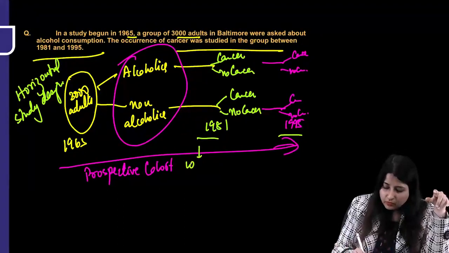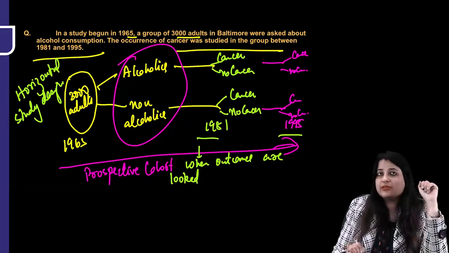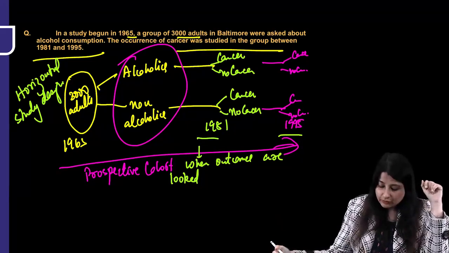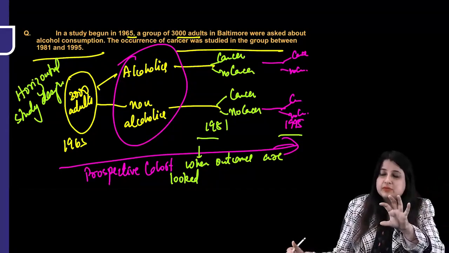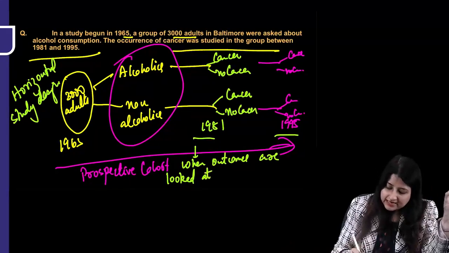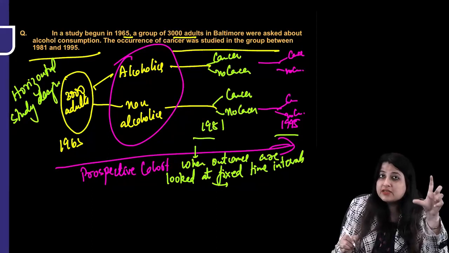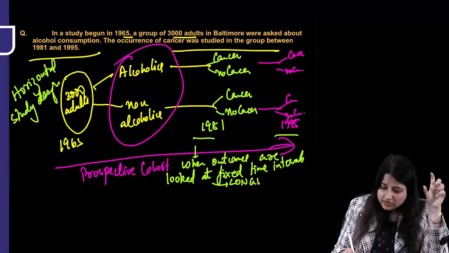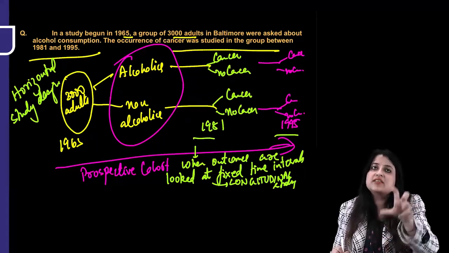So please remember, when outcomes are looked at fixed time intervals, like I've decided that every 6 months I will see the outcome, or every 1 year I'll see the outcome. So same group, I'm following them over the years and I'm seeing the outcome, let's say at every 6 months. So when the outcomes are looked at fixed time intervals, that I will be seeing every 6 months or every 1 year, all right, a special term is given to this, that is known as longitudinal study. So please don't get confused. Always remember, longitudinal study is a type of a cohort study only.